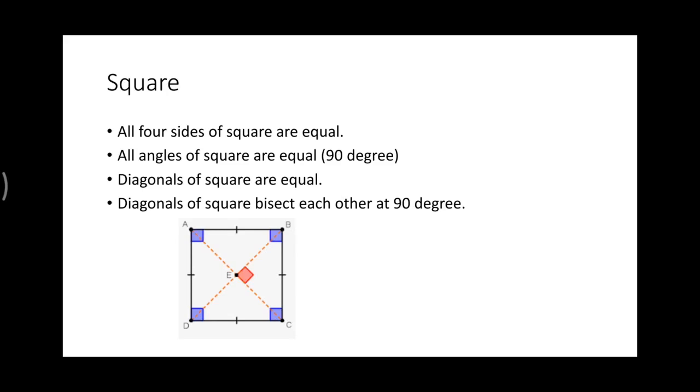All the sides of a square are equal and all the angles are also equal and are of 90 degrees. Diagonals of a square are also equal. In this figure you can see that red dotted line, this is a diagonal of the square and both the diagonals of the square are equal. Diagonals of a square bisect each other at 90 degrees. The diagonals, these dotted lines, bisect each other at 90 degrees. That's why we can say these bisect each other at 90 degrees.